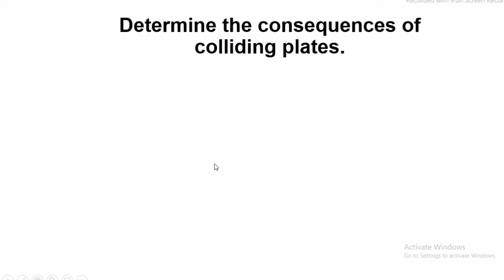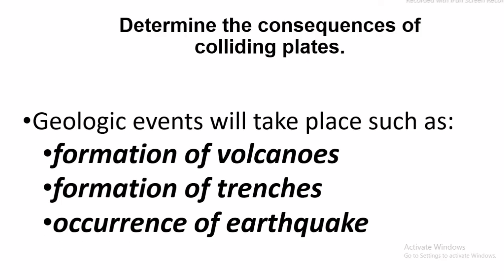How do we determine the consequences of colliding plates? Based on the convergence of oceanic and continental plates, geological events will take place such as formation of volcanoes in the continental plate, formation of trenches in the oceanic plate, and occurrence of earthquakes. So remember these three geologic events that happen when an oceanic plate and a continental plate collide.